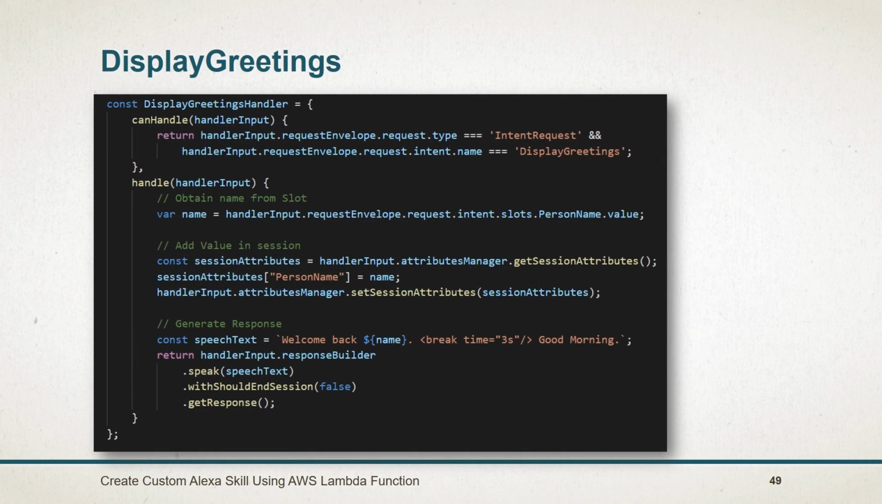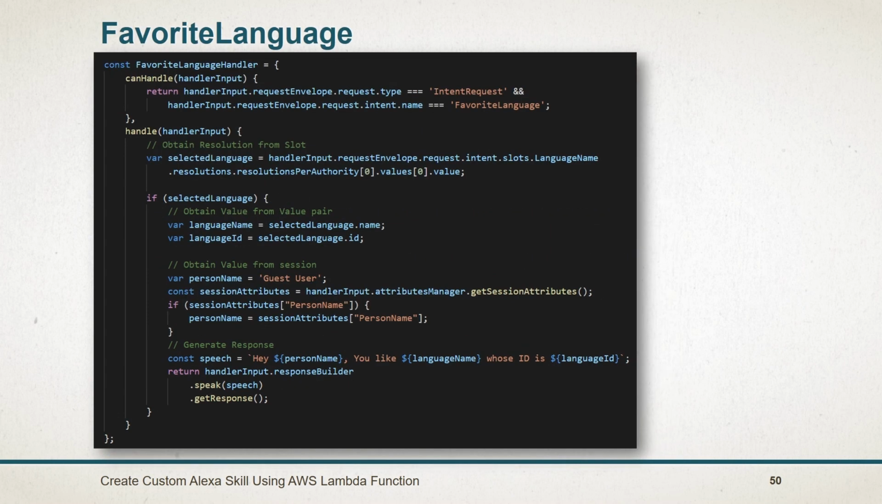In the display greetings handler, we obtained the slot value and the existing session attributes using the attributes manager. We set a new attribute in it, and we used the setSessionAttributes method to update it. We can also set SSML in the output speech. With shouldEndSession, update the shouldEndSession value. In the favorite language handler, we obtained the slot value and the person name from the session and generated a simple response.